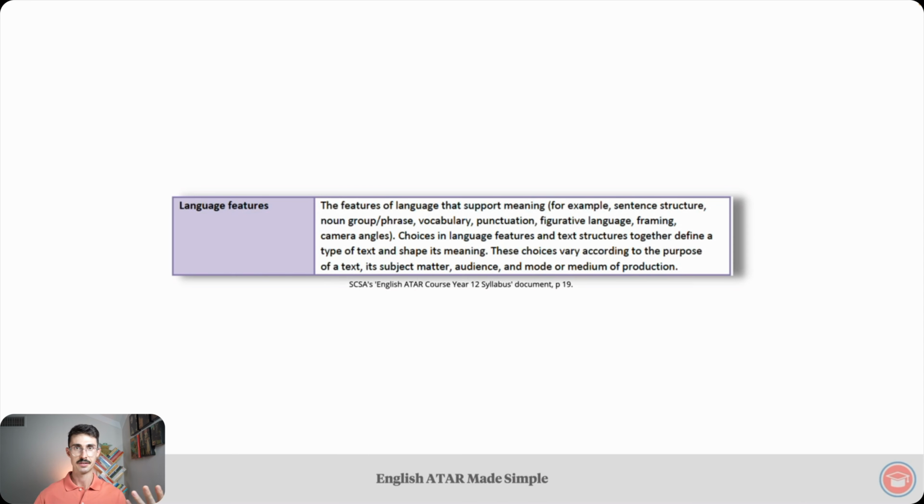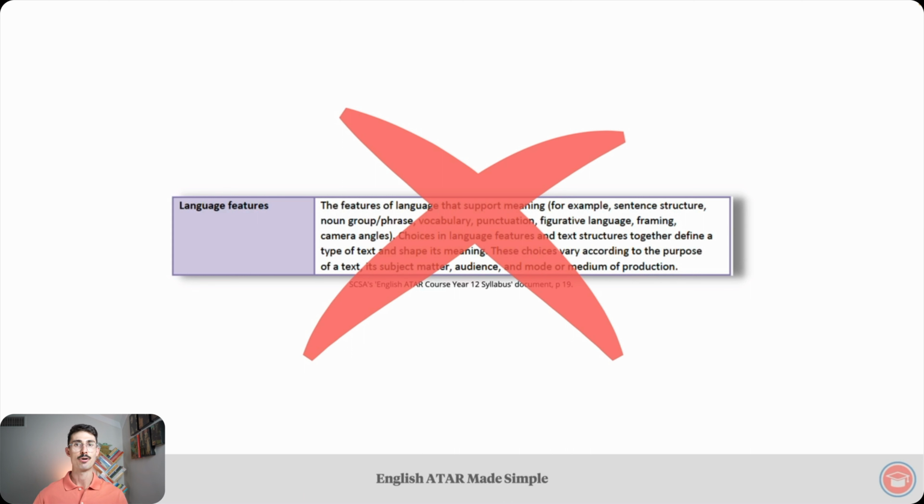The glossary section of the syllabus defines language features as follows. The features of language that support meaning, for example, sentence structure, noun group, phrase, vocabulary, punctuation, figurative language, framing, camera angles. Choices in language features and text structures together define a type of text and shape its meaning. These choices vary according to the purpose of a text, its subject matter, audience, mode, or medium of production. From this, it would seem that the definition of language features is the features of language that support meaning. In my opinion, that does not help that much at all about actually defining what language features are.